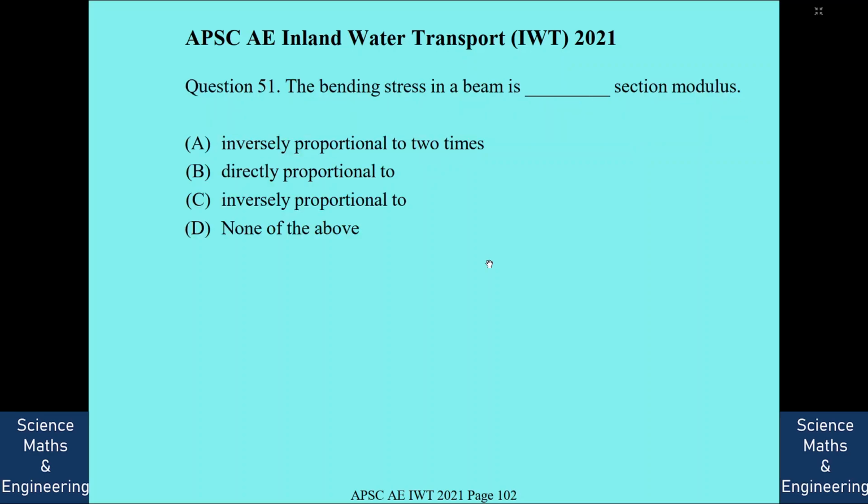Okay, so next, the bending stress in a beam is dash sectional modulus. A, inversely proportional to 2 times sectional modulus, B, directly proportional to sectional modulus, C, inversely proportional to section modulus, or D, none of the above.